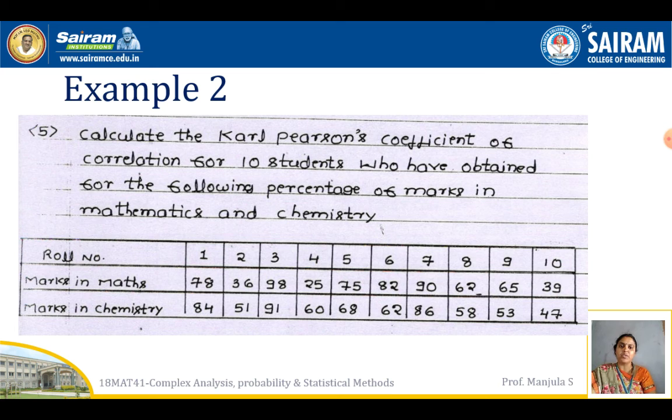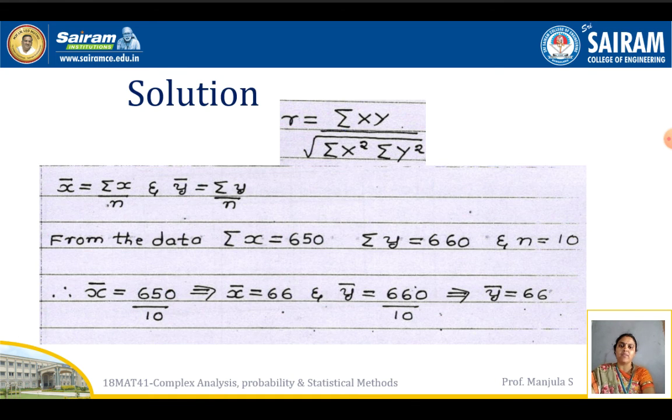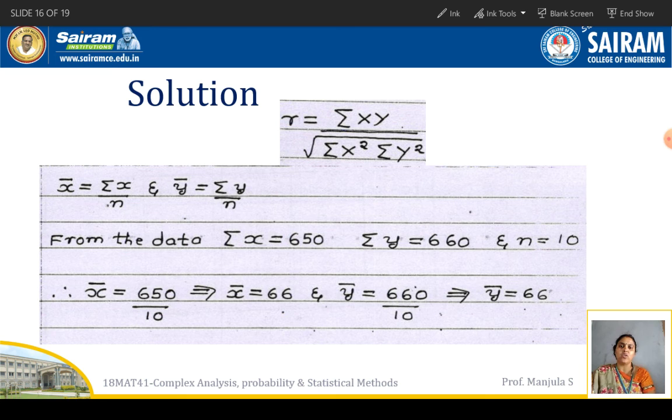Calculate the Karl Pearson coefficient of correlation, which is nothing but the r value, for 10 students who have obtained the following percentage of marks in mathematics and chemistry. The roll numbers of the students are 1 2 3 4 5 6 7 8 9, totally 10 students, and the marks scored in maths and chemistry are both given. They asked us to find the value of r again.